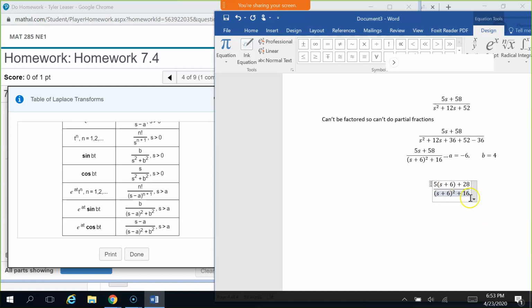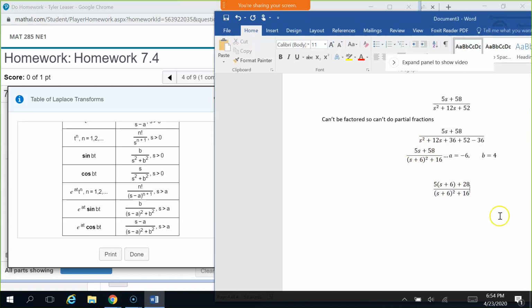All right, I know that was kind of weird, but if you multiply this out and combine it back together, you're going to end up here at the 5s plus 58. But we needed there to be an S plus 6 to match the S plus 6, since that's what the inverse trig needed. Still with me? Does that make sense?